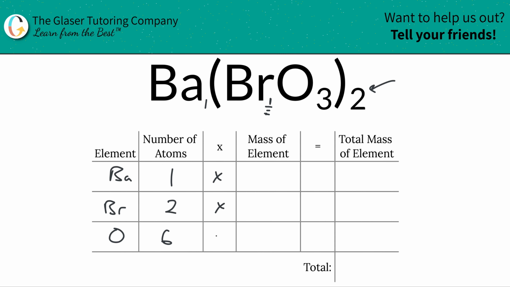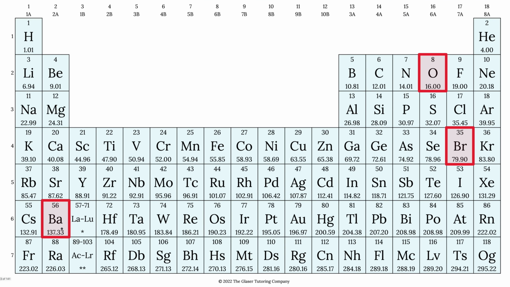Then we're going to take those values of those atoms, and multiply by the mass of each particular element. That's where the periodic table comes into play. So let's take a look. Barium's mass down here is 137.33, bromine is 79.90, and oxygen is about 16. Those masses will be in terms of either grams per mole if you're finding molar mass, or AMU if you're finding molecular mass, and that's nice and easy, straightforward.